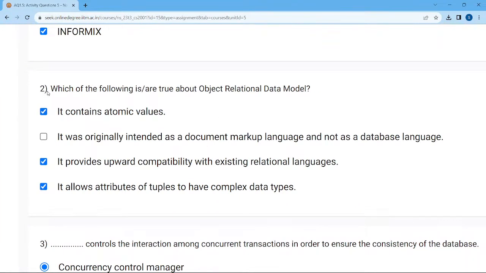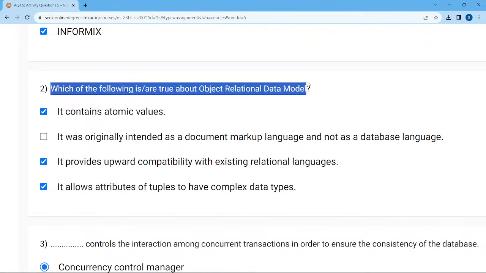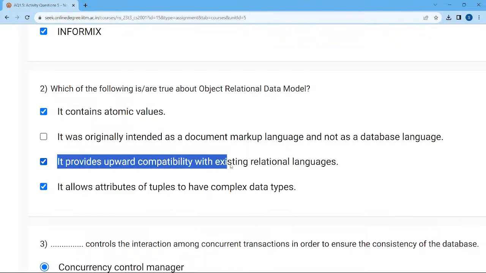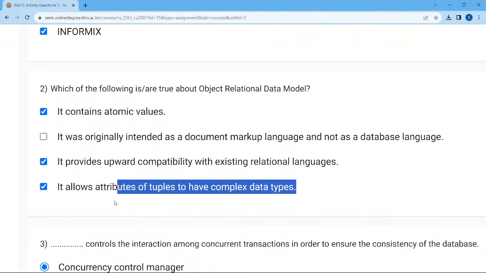Which of the following is true about the object relational data model? It has atomic values. It provides upward compatibility with existing relational languages, and that means it can be used along with higher level languages such as C, Python, Java, etc. It allows attributes of tuples to have complex data types. That is even true.